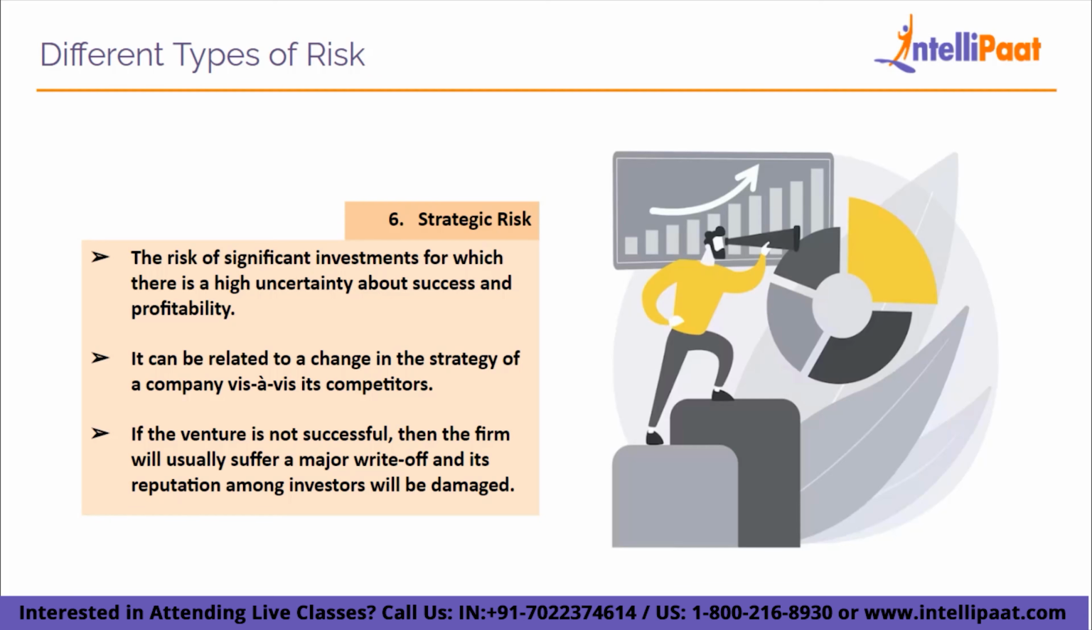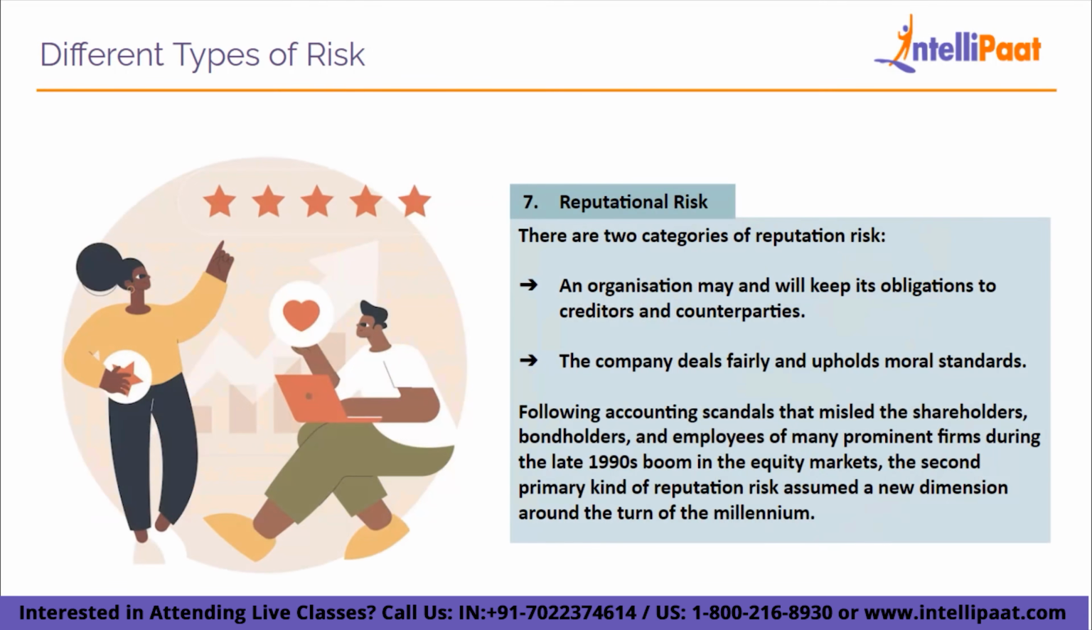Now let us move to the next slide and talk about reputational risk. So till now we have come across reputational risk many a time, right? So basically guys, there are two categories of reputational risk. First one is that an organization may and will keep its obligations to creditors and counterparties. And second one is that the company deals fairly and upholds moral standards.